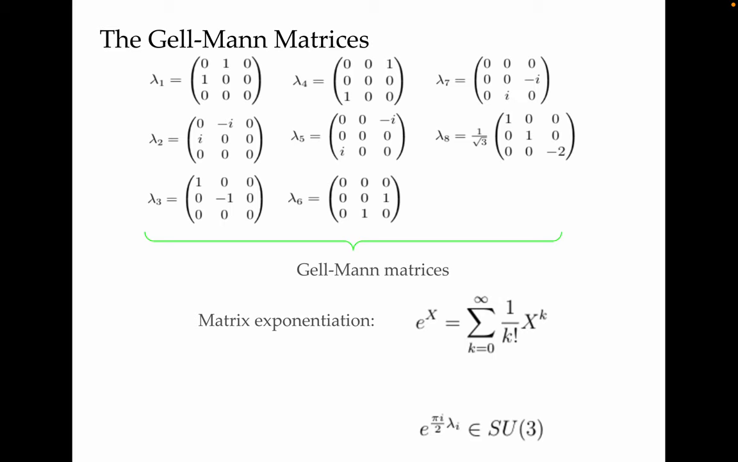Let's take a second look at our Gell-Mann matrices. You may have noticed earlier that the Gell-Mann matrices are traceless and singular. That is, they don't have inverses. The fact is that these matrices themselves are not actually elements of SU3. However, they can generate elements of SU3 through what we call matrix exponentiation, which can be performed using this power series. So if we take a Gell-Mann matrix and apply this equation right here, we actually get a matrix that is in the SU3 group.